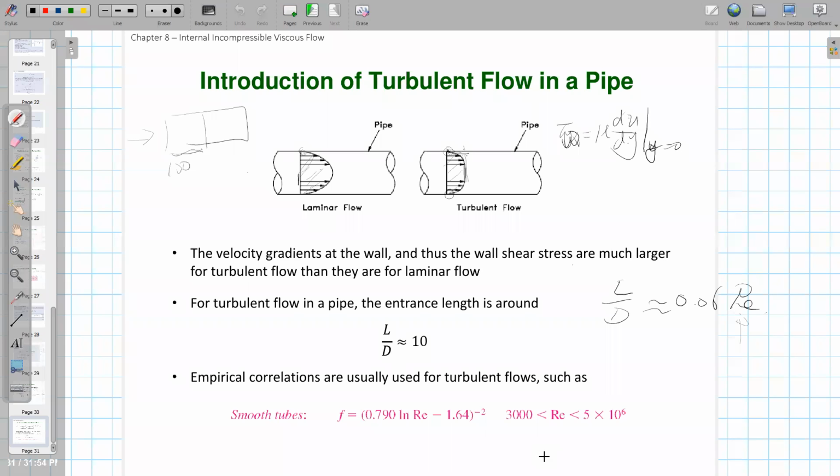Okay, so we will not go into the details of the turbulent flow. This is an advanced topic. What I give here is just some introduction, qualitatively speaking, to let you know the difference between laminar flow and turbulent flow.